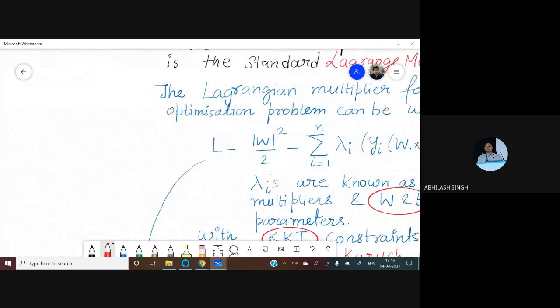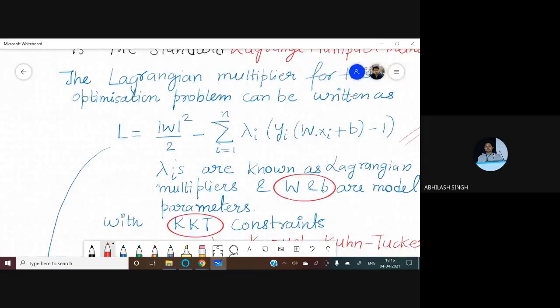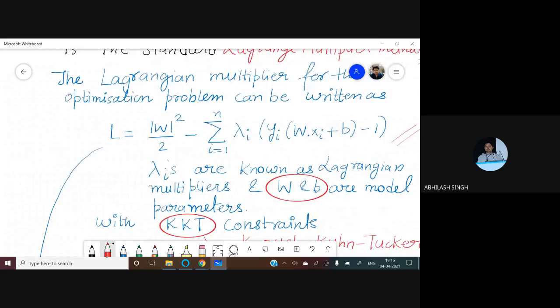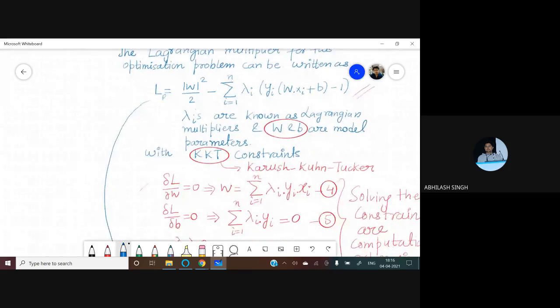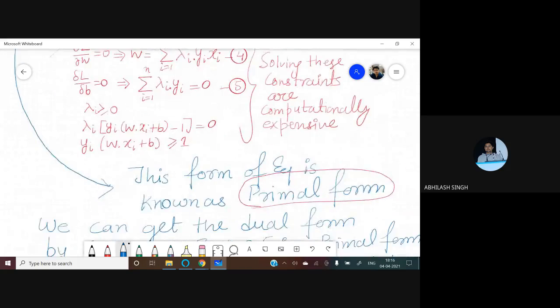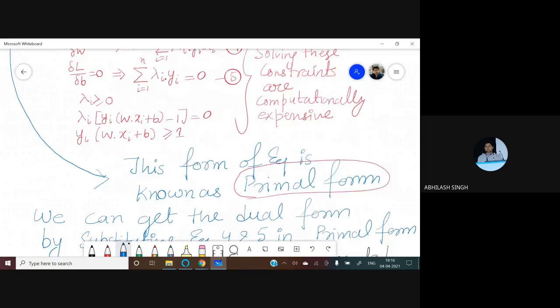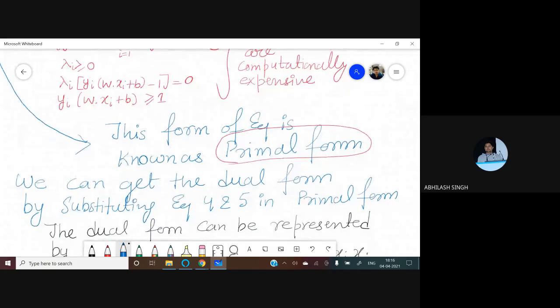This L is generally represented by LP, which is the primal form. So there are two types of form associated with SVM when solving that convex optimization through the Lagrange multiplier approach. One is the primal form, another is the dual form.